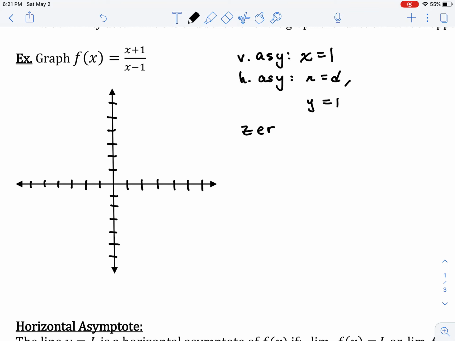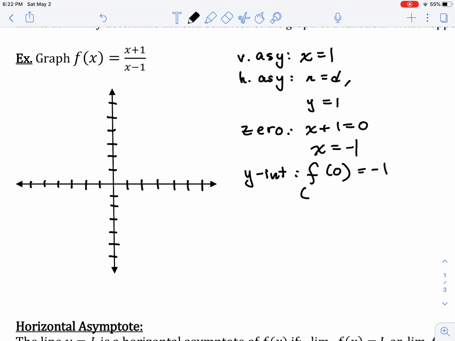All right, the next thing, are there any zeros? Well, our zeros are going to be where our numerator is equal to 0, right? So x plus 1 is equal to 0, and x is equal to negative 1. And finally, let's see if there are any y-intercepts. All that means is we're going to evaluate this function at 0. So when x is 0, 0 plus 1 is 1 over 0 minus 1. So we just get negative 1. So our y-intercept is at (0, negative 1).